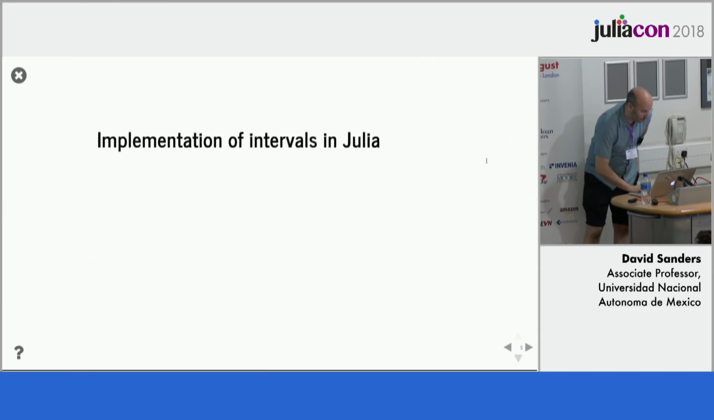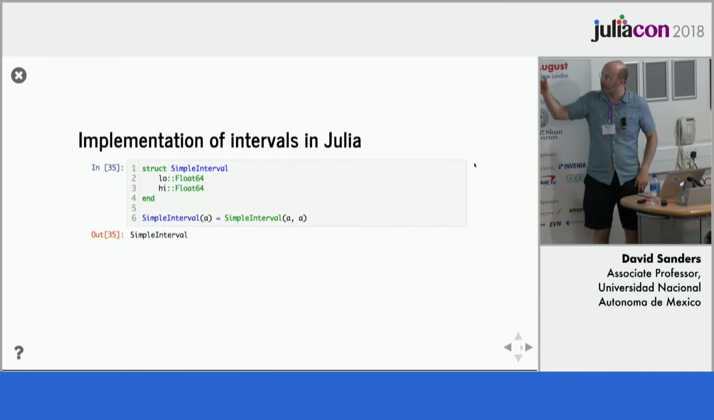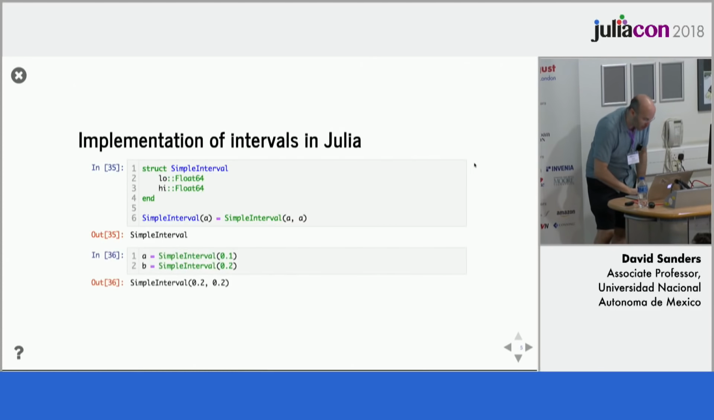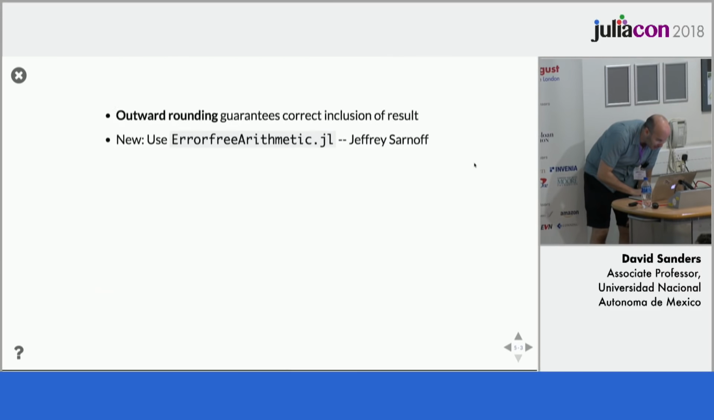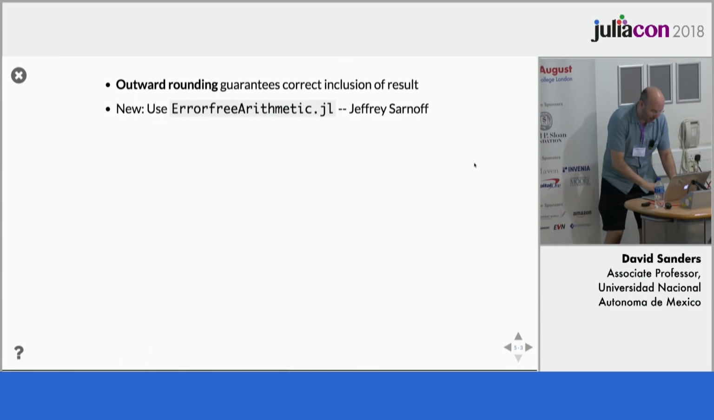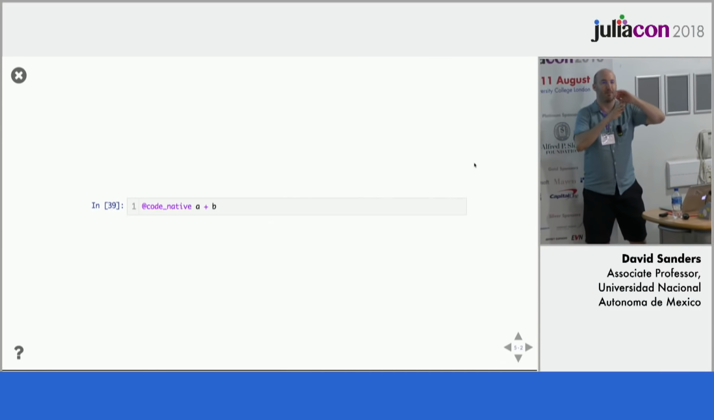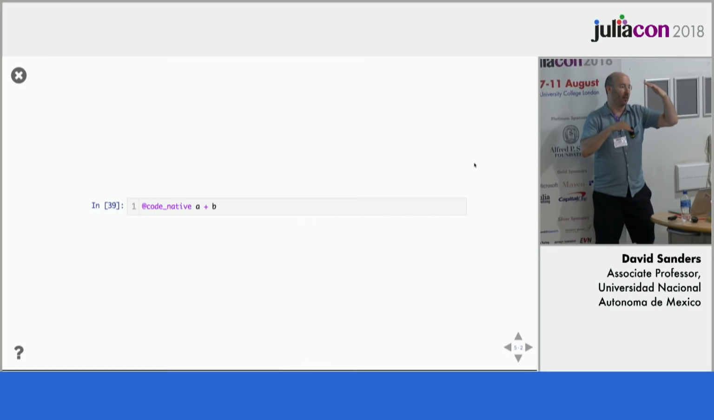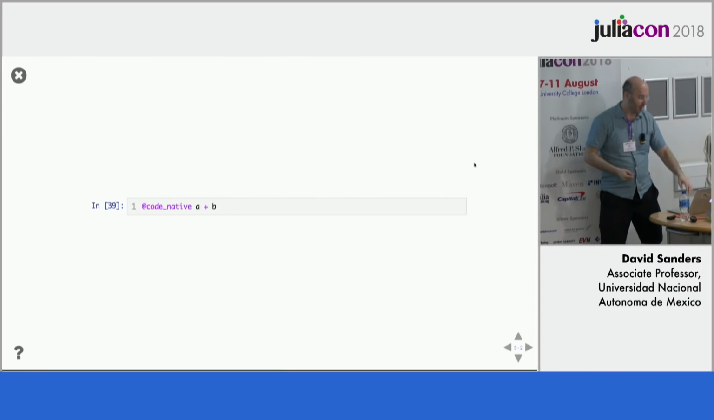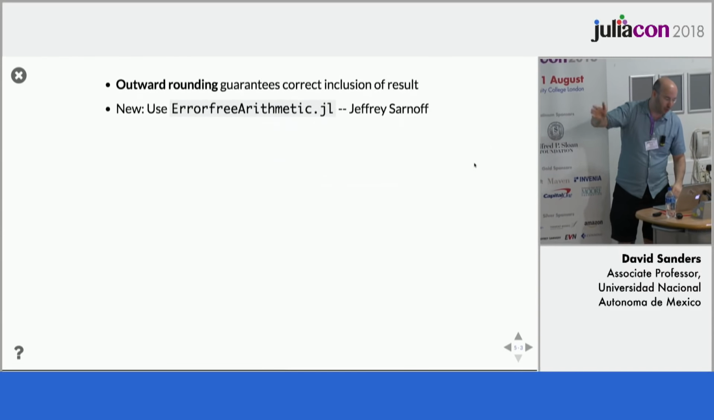Okay, so you can implement intervals in the standard way, just do a struct and you overload the operators. Everybody knows how to do that, so I won't go into it. But it's super efficient, right? So when you do the @code native of these things, you don't see any of the nonsense about the fact that it's a struct. You just see the sum of two tuples.